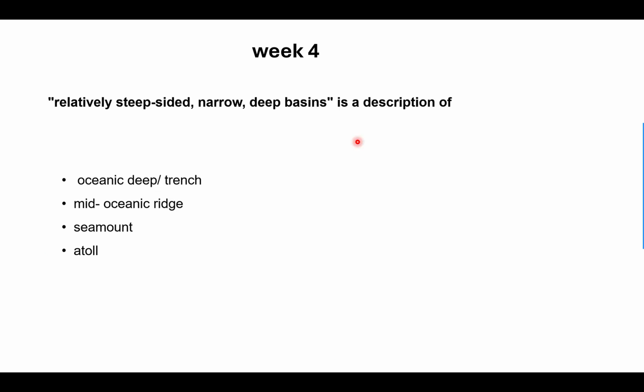Relatively steep sided narrow deep basins is a description of an oceanic trench. So these are basically, on the ocean floor, steep, narrow, and very deep basins that are formed. If you have watched some of those images, they look pretty scary because they are very steep and very narrow.